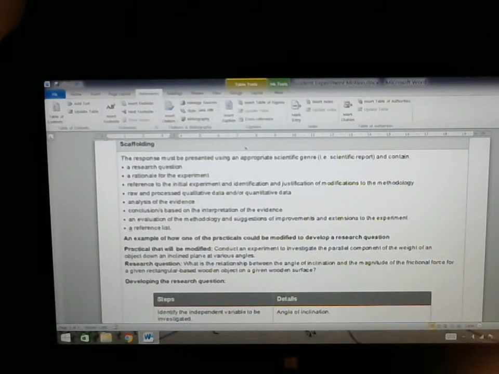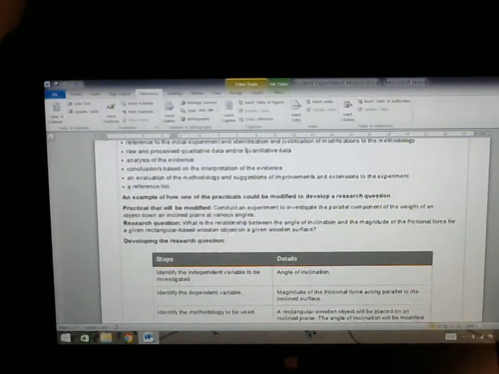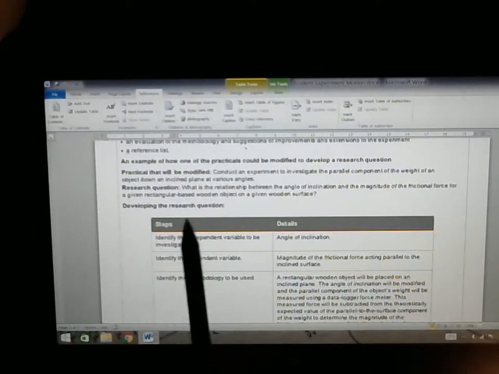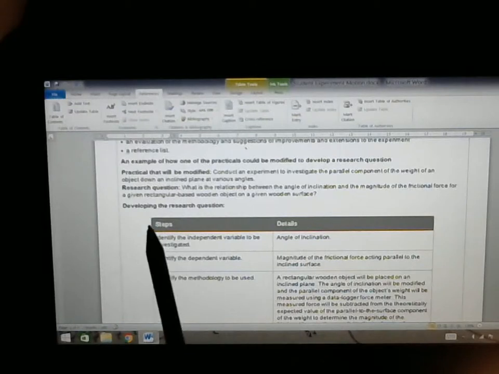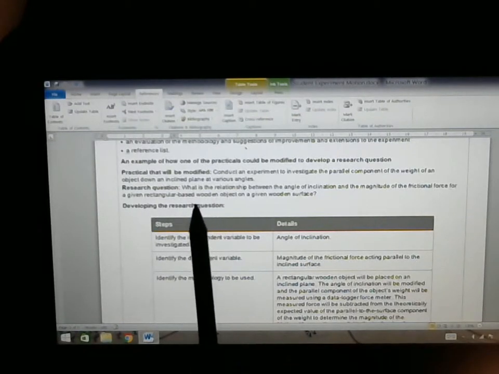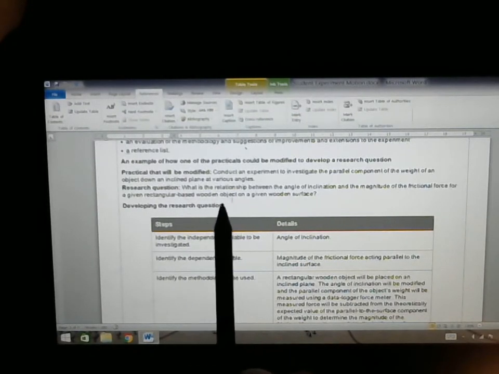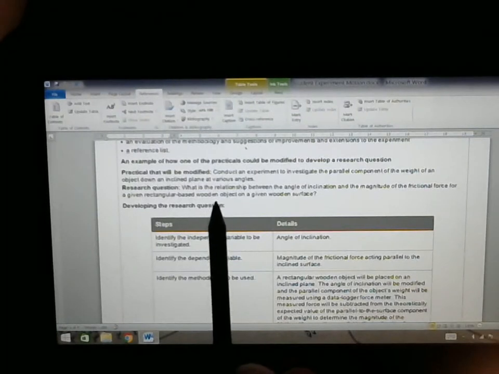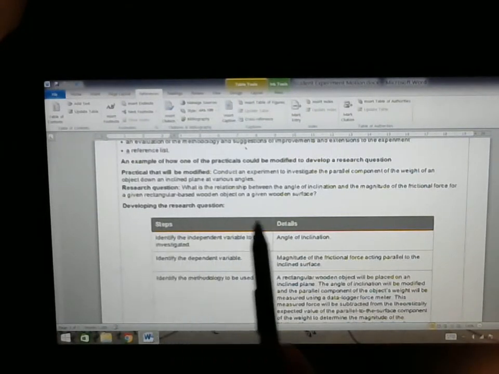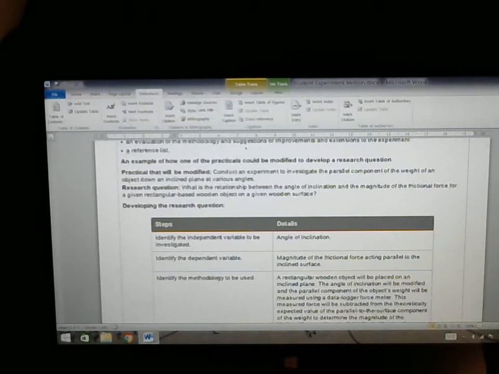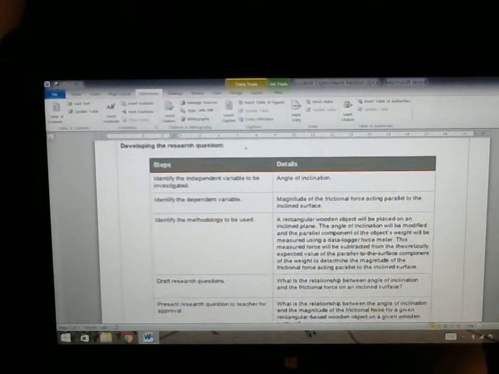We have here an example, and we can see how it has taken a prac that's previously been done, the parallel component of an object down an inclined plane at various angles, and it's asked a different research question, and then it's gone through it. Now this research question is useful, and we'll see how it evolves through this text.